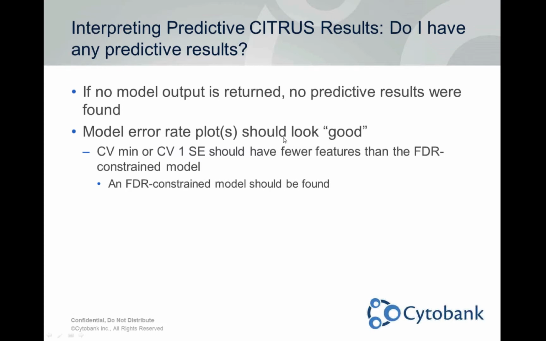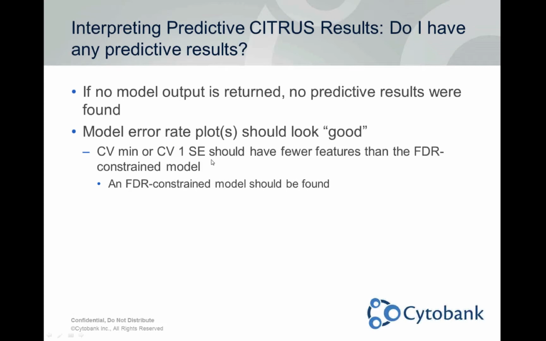And I'll show you what that is. I'm sure a lot of you are like, all right, so what does good look like? There's 3 different versions of a predictive CITRUS result as well. There's one called CV-min, one called CV1SE, and one called FDR constrained. These are all visible on the model error rate plot.